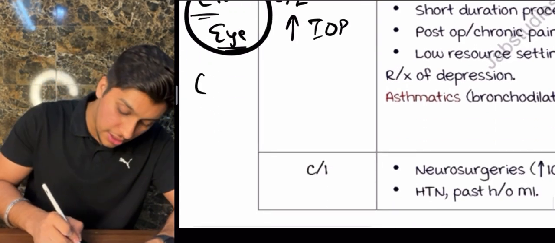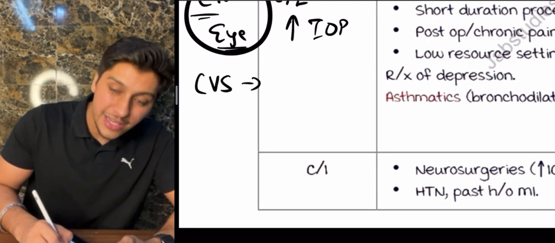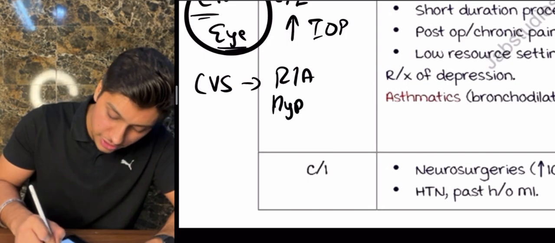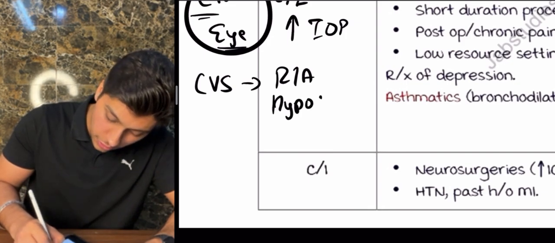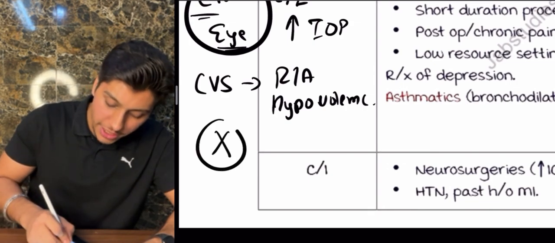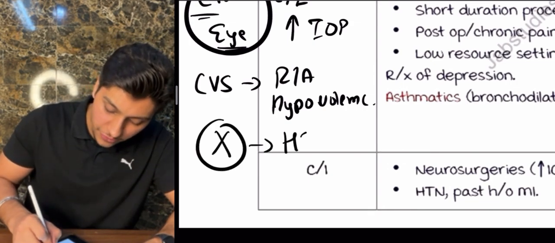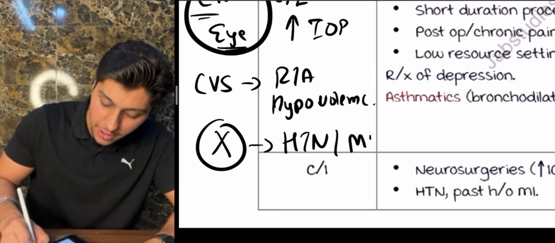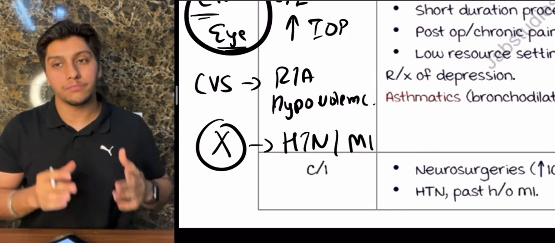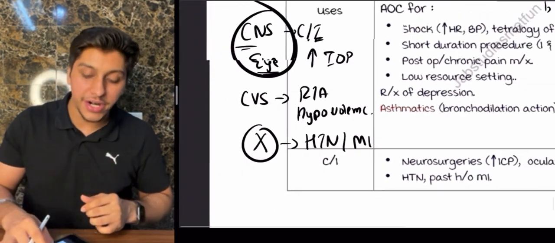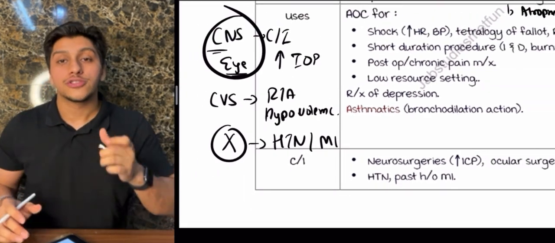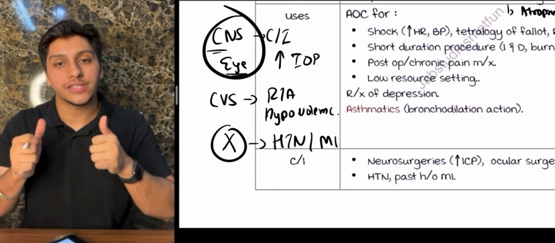If you talk about the cardiovascular system, in case of any road traffic accident or any hypovolemic situation, you will give ketamine. But you will not give it if the patient is suffering from hypertension or previous MI. Why? Because ketamine causes an increase in heart rate and blood pressure. In the respiratory system, it is good because it causes bronchodilation. That is why in asthmatic patients, it is a good choice.